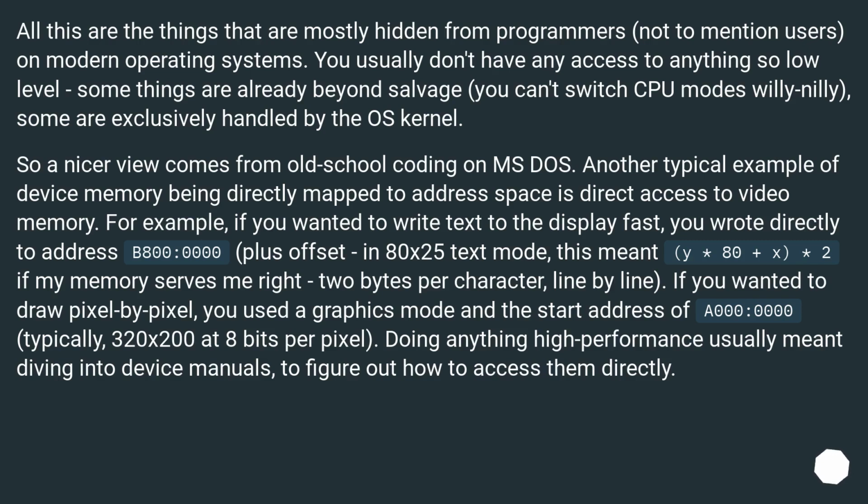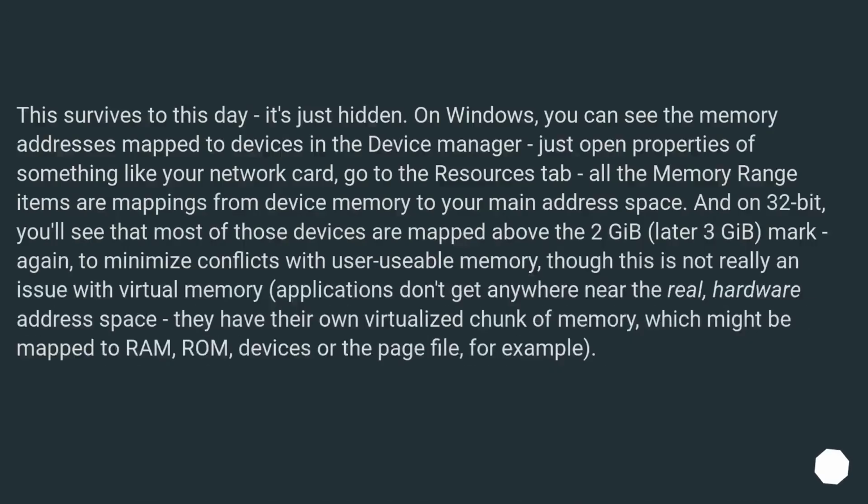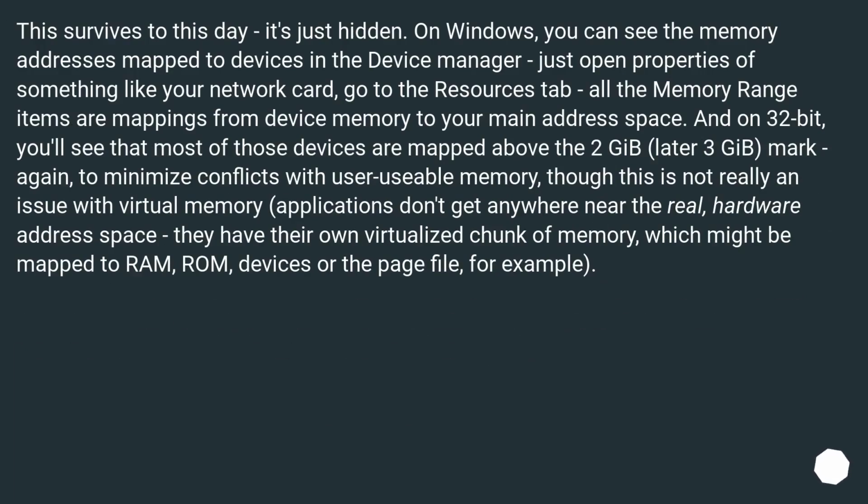If you wanted to draw pixel by pixel, you used a graphics mode and the start address of A000:0000, typically 320 by 200, 8 bits per pixel. Doing anything high performance usually meant diving into device manuals to figure out how to access them directly. This survives to this day, it's just hidden.